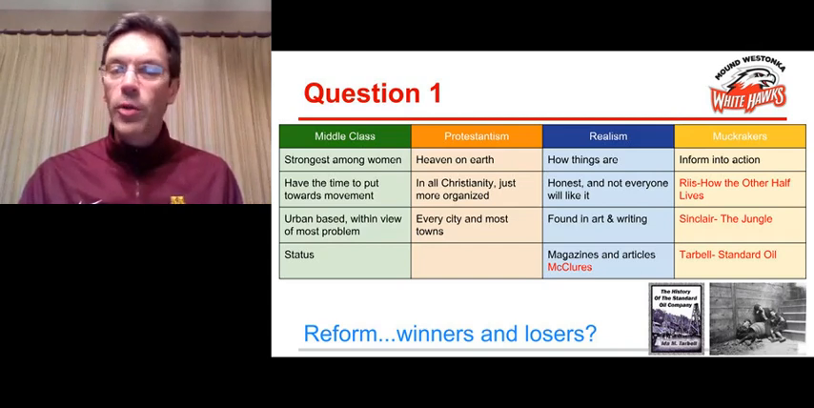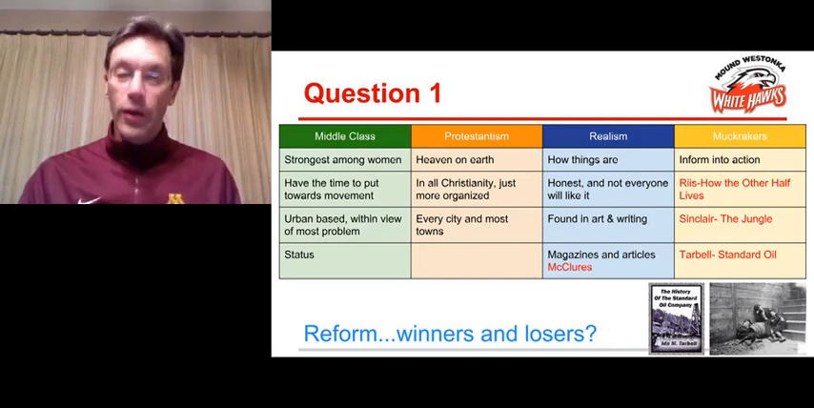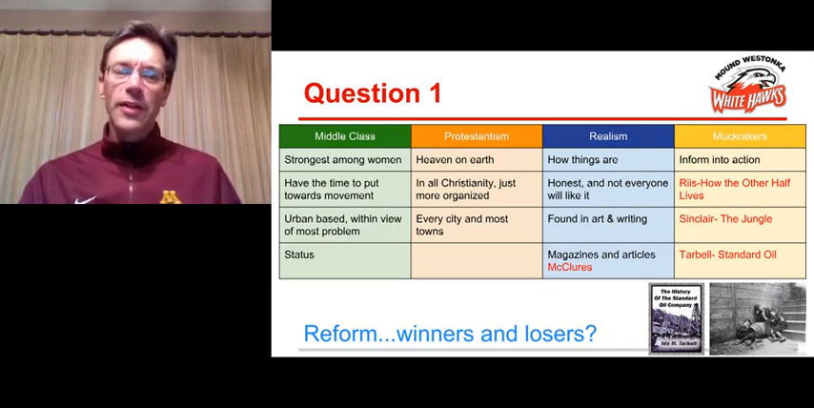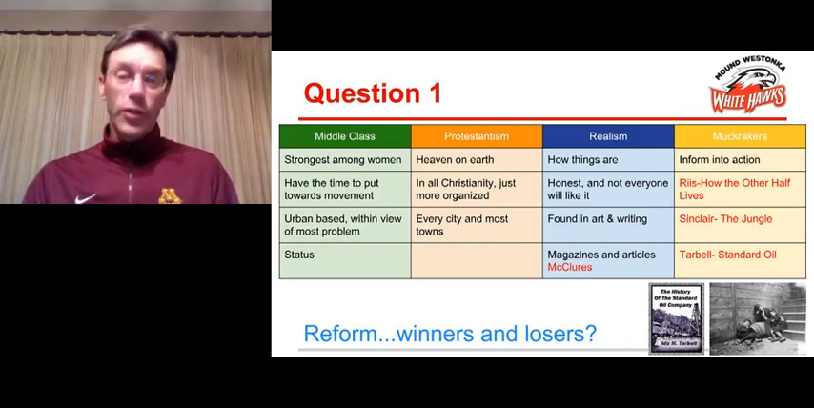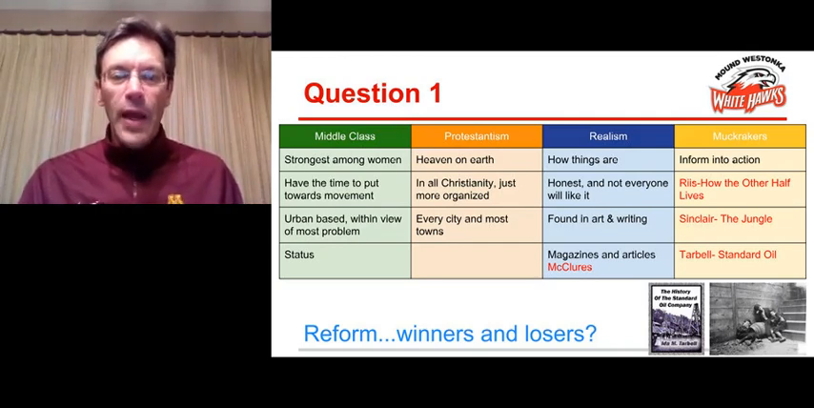It's also going to be urban-based, as most of the middle class and middle class women that can join this movement are going to be located in the cities. And finally, there's also a sense of status here, a sense that it was expected of you to make use of your time for the greater good, especially. It was kind of a middle class Protestant work ethic, as it was sometimes called by Max Weber.